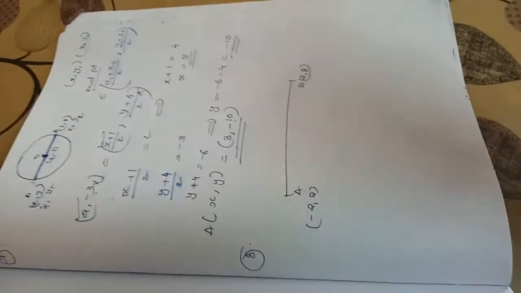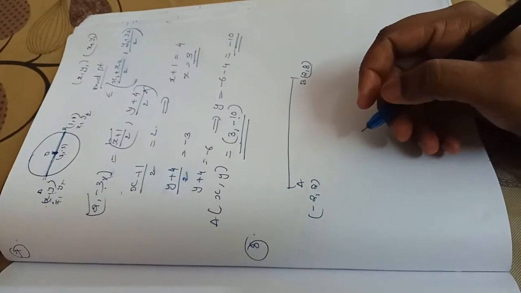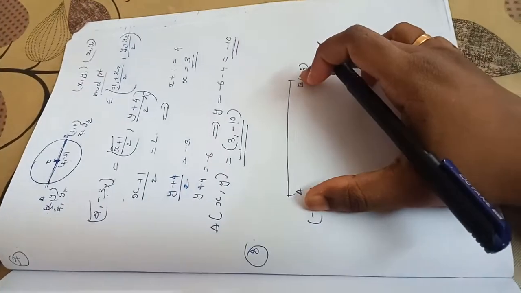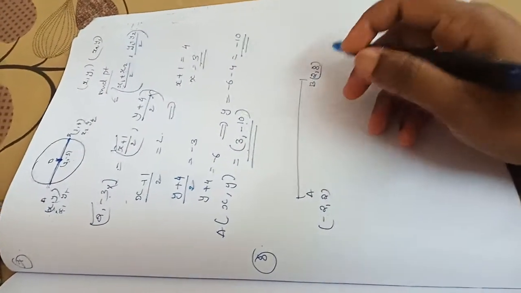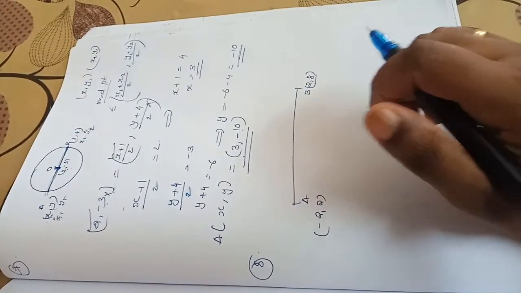Question number 8. Find the coordinates of the points which divide the line segment. This is the line segment AB. A is given as (-2, 2) and B is given as (2, 8), and it is divided into 4 equal parts.